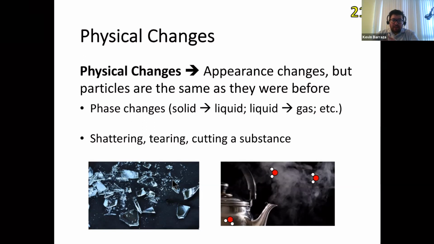When I add baking soda and vinegar together, the bubbles coming off are neither baking soda nor vinegar. So they're different. So that's chemical. But if I put a tea kettle on the stove filled with water and I see the steam coming off, well, the steam is made out of water molecules, just like it was before when it was liquid. So boiling water is an example of a physical change.